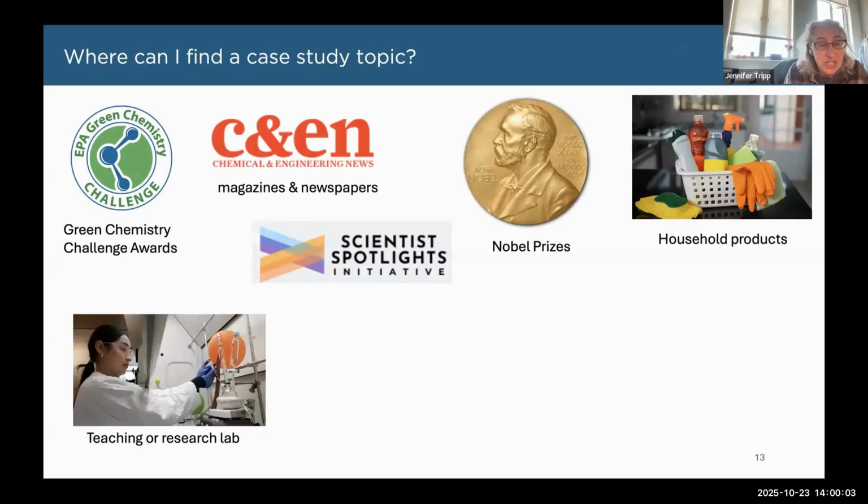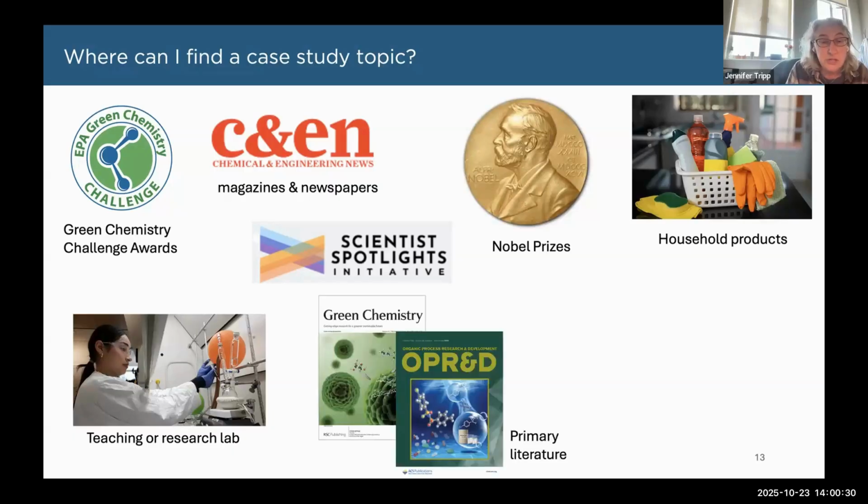The Scientist Spotlight Initiative, I don't know if anyone's aware of that. It's based at San Francisco State University, where they try to highlight scientists who maybe aren't from the traditional backgrounds that you would think of for scientists. So that's a good place to go for diversity, but also really interesting science that you could highlight in a case study. Maybe your own teaching lab or your research lab has some good ideas that you could bring to your students.